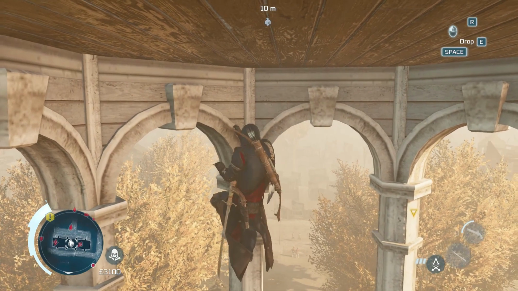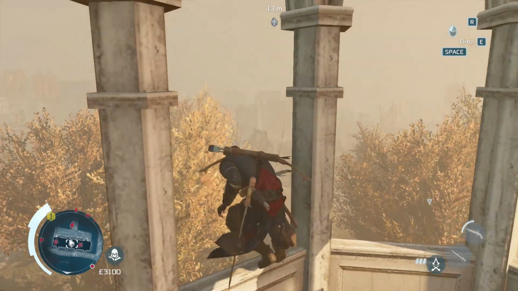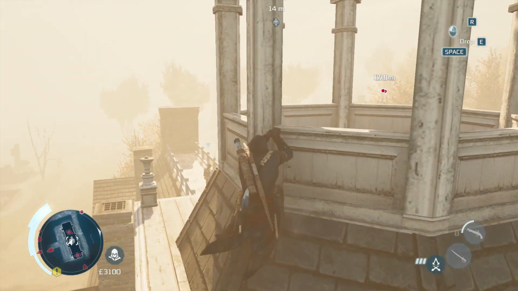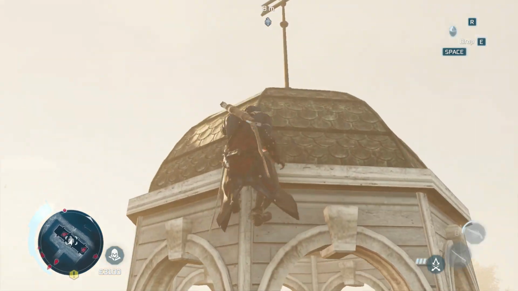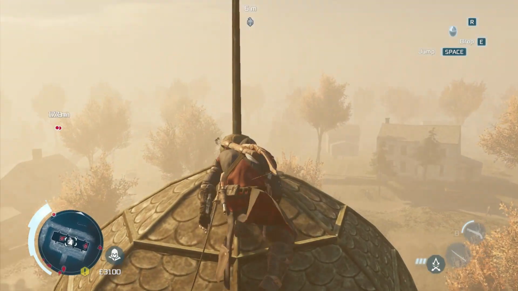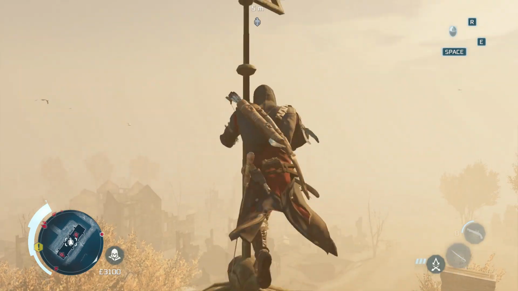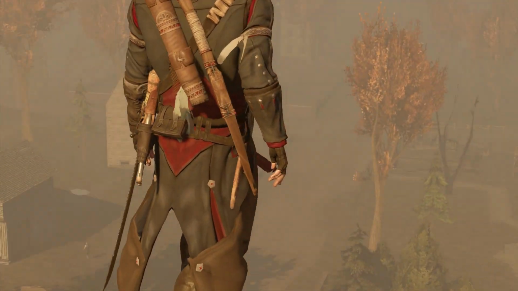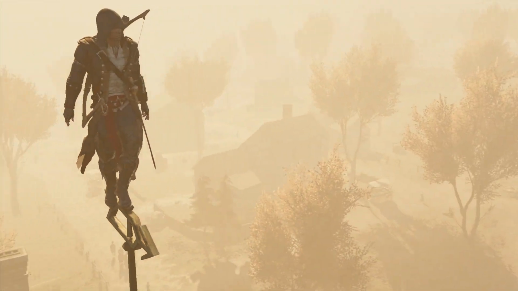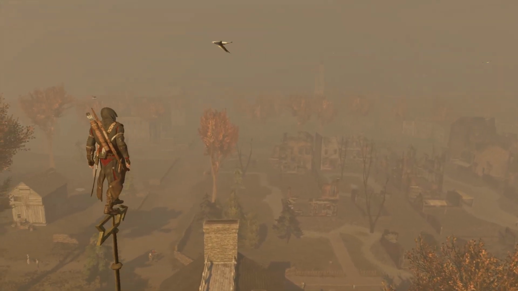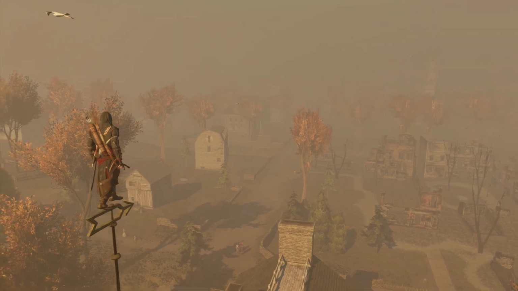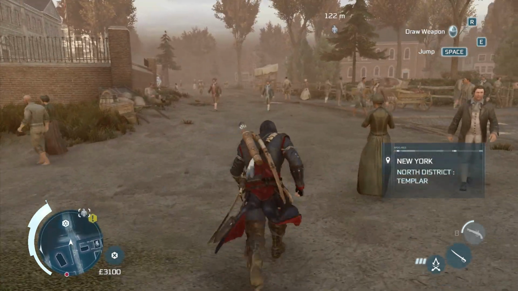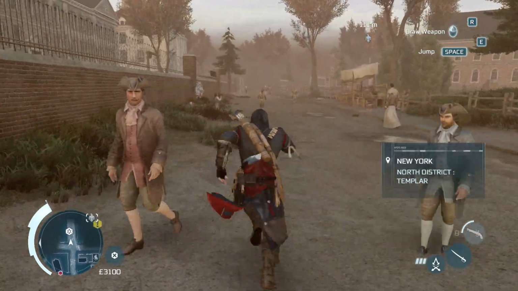We can do ourselves a favor and synchronize with some of these viewpoints around New York to open up our map and just take in the sights. After that, we defended a farmer against some British occupants, we'll call them.